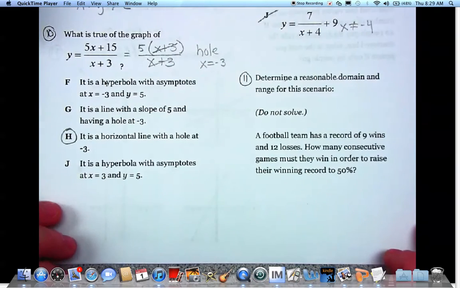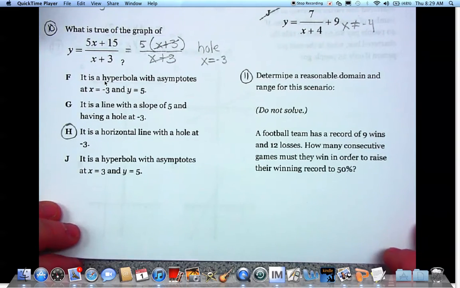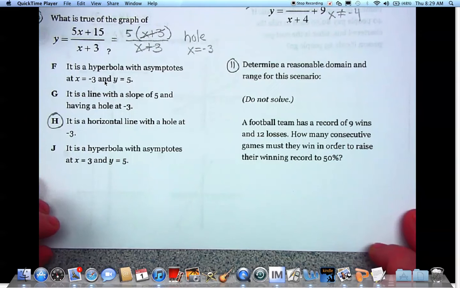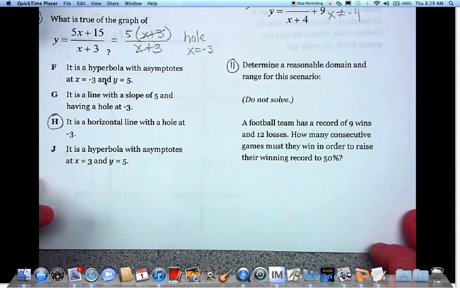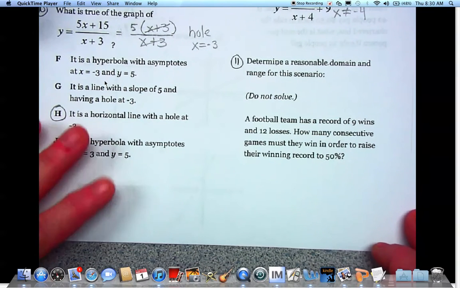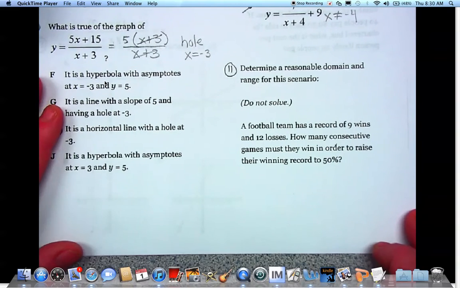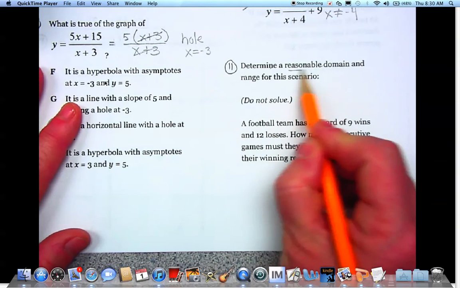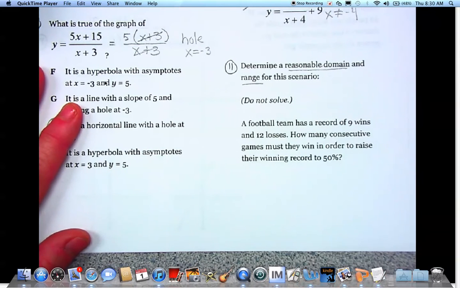Okay, determine a reasonable domain and range for this scenario. A football team has a record of 9 wins and 12 losses. How many consecutive games must they win in order to raise their winning record to 50%? Can they ever get 100%? No. That helps you determine their range. We're just determining a reasonable domain and range. That's what we're trying to find for this.